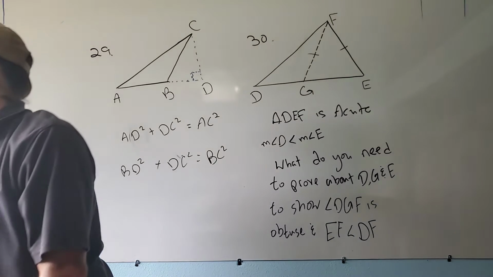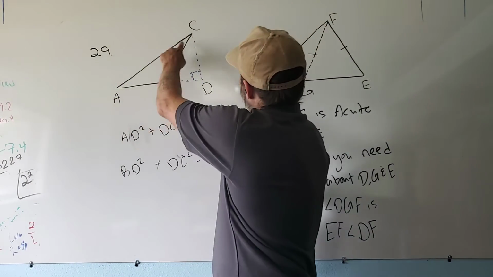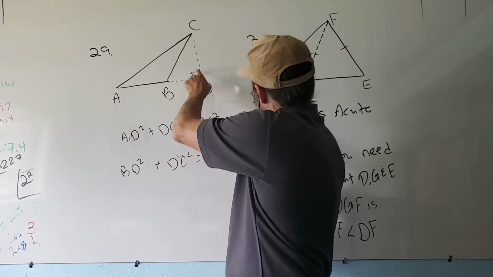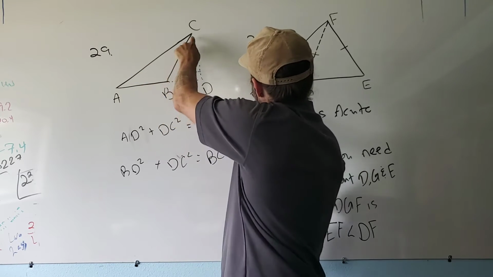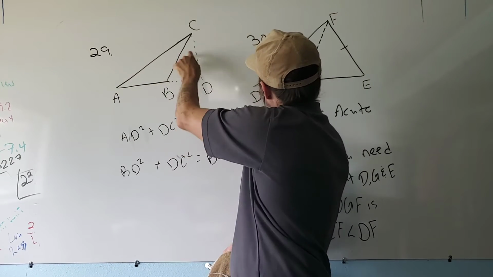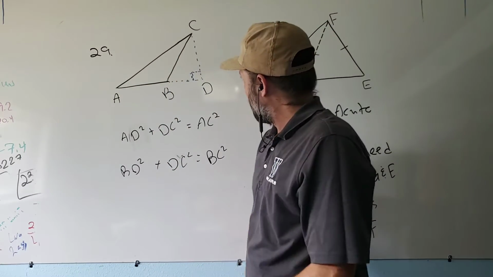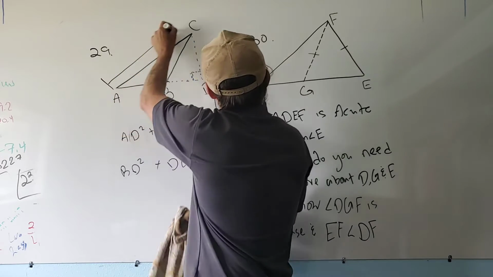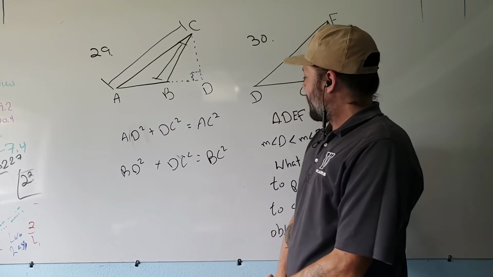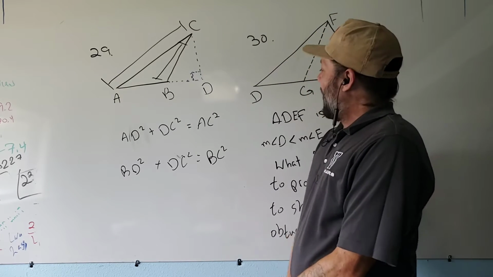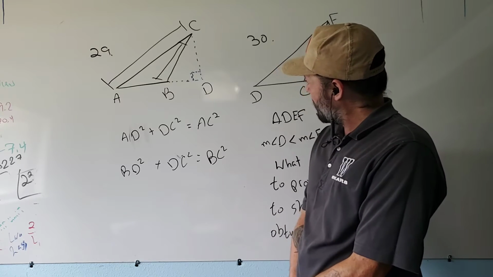Alright. So they want us to take this obtuse triangle, drop a side, make a right triangle. I've made two right triangles. Right? This little guy and the bigger guy. And they want us to use the Pythagorean theorem to argue that this length is longer than this length. Okay? So what I did was I wrote the Pythagorean theorem for both right triangles.